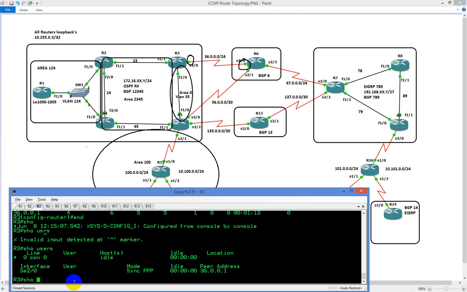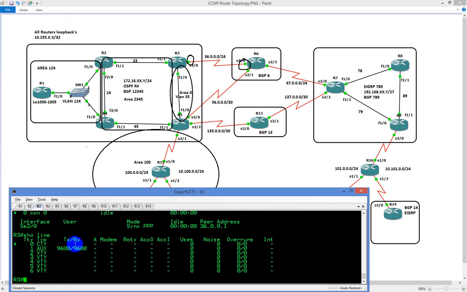Now if I was to do show line, I have all these lines. Here I am, and the reason I know that I'm consoled in is because I have a star next to it. And now you can see that I don't have anything else going on. If I was telnetted in, I'd be on one of the VTY lines, 2, 3, 4, 5, or 6. So that's how I know where I'm at. That's the general idea of how you would look at that. So that's how I know how I'm connected to the box, and if anybody else is connected to the box, I can take a look at that.